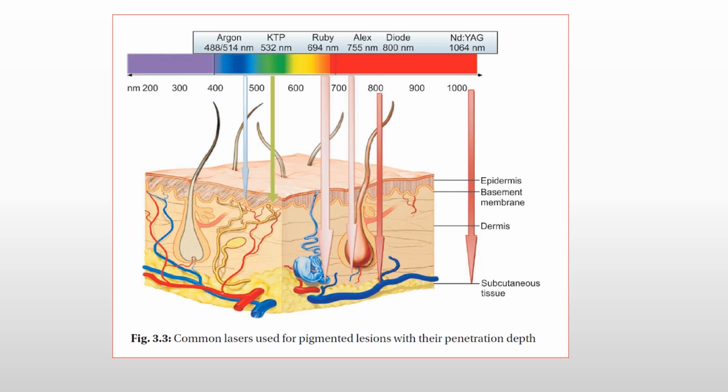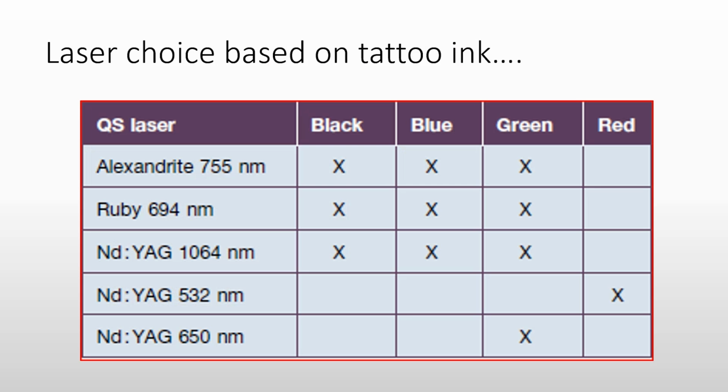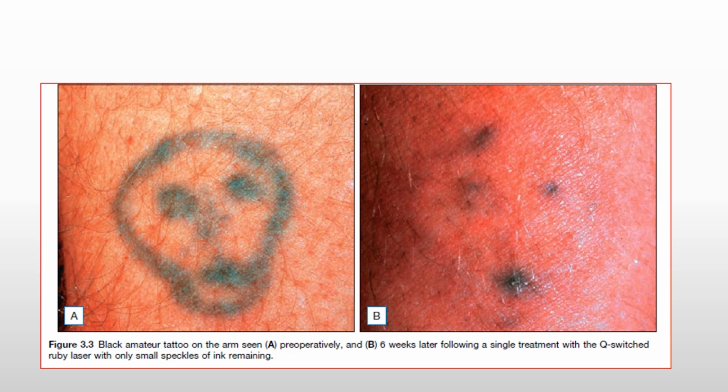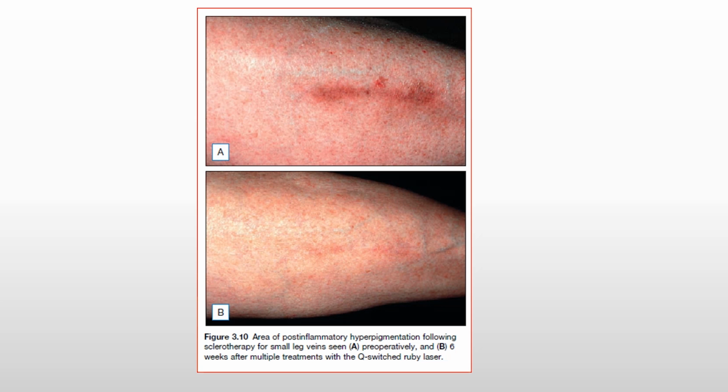The laser choice is based on the tattoo ink. Black, blue, and green tattoo ink is treated with alexandrite, ruby and long pulse ND-YAG lasers, whereas red is treated with ND-YAG of 532 and green is treated with ND-YAG of 650. This is a diagram illustrating a Q-switch ruby laser treatment for a pigmented tattoo, and you can see the successful outcome. And this is a post-inflammatory pigmentation which is treated with the same laser.